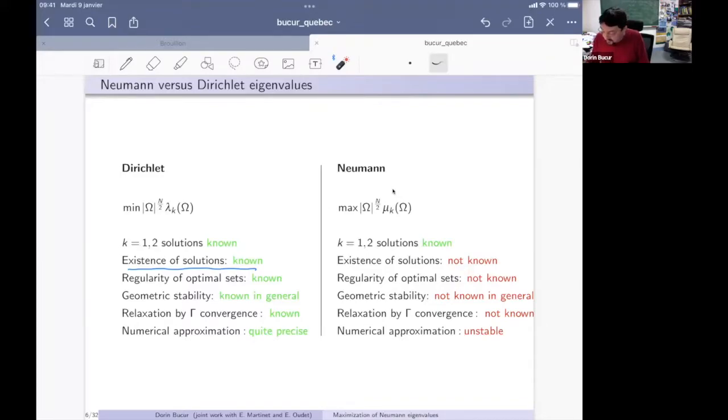However, here we don't know whether or not optimal solutions exist. This is the main purpose of my talk, to try to prove the existence of a solution. So this is a question to which we don't have an answer.